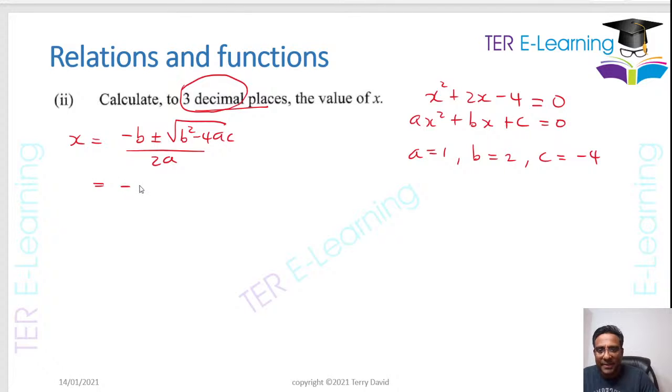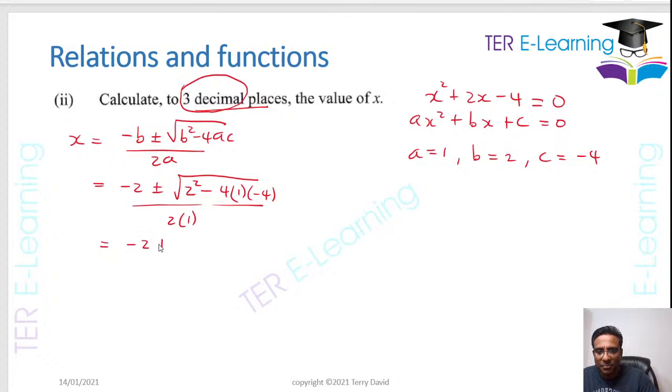So all we're going to do is substitute. So this is minus 2 plus or minus the square root of b squared, so this is 2 squared minus 4 multiplied by a, which is 1, multiplied by c, which is minus 4. And then we're finding the square root of all of this, and then we're going to divide by 2 multiplied by a, which is 1. Right? So you're going to have to take your time and work this out.